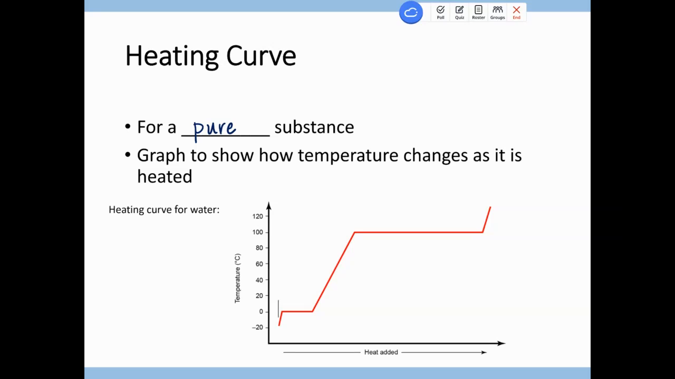This is for water because the freezing point is at 0 and the vaporization, or boiling point, is at 100. If you have a different substance, its freezing point and boiling point will be at different values, but the general shape of the curve is the same. So let's add some labels in here. First, we have warming.